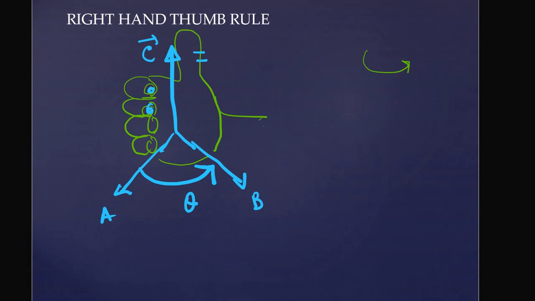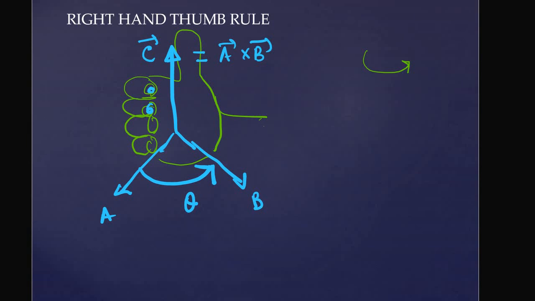So C equals the thumb, which is A cross B. Here you can see that the right hand thumb rule shows that when we curl the fingers of the right hand, then the erect thumb will give the product of the two vectors. The rotation is from A to B through the smaller angle, which is given by theta, and the thumb will show the direction of the product of these two vectors.